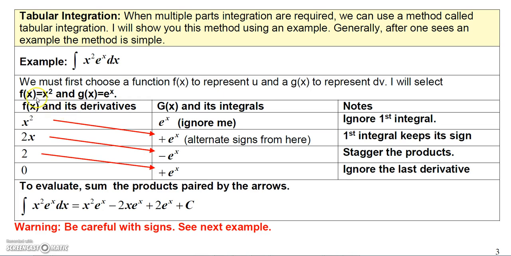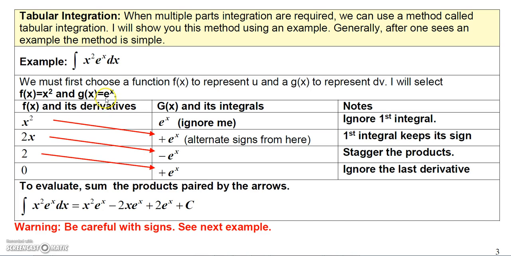its derivative. So let me tell you what I chose. I chose f of x to be x squared, and I chose g of x to be e to the x. In other words, the u is going to be x squared, the dv is going to be e to the x. Well, actually it's e to the x dx.